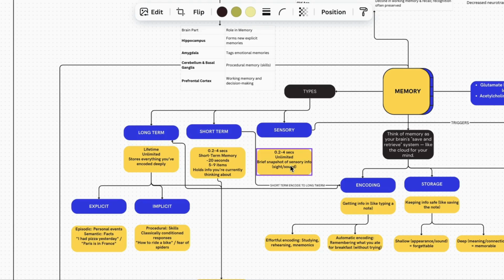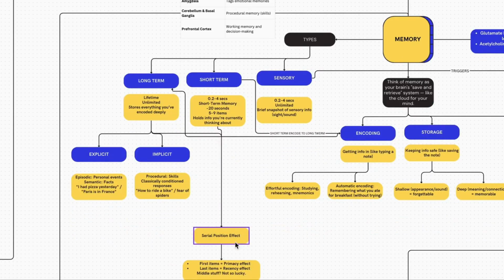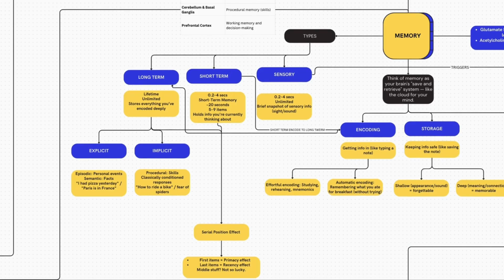There are three types basically: long-term, short-term, and sensory memory. Sensory memory lasts about 2 to 4 seconds, is unlimited, and holds brief sensory information like sound and light. Short-term memory lasts about 20 seconds sometimes, and can hold 5 to 9 items of information you're currently thinking about. Long-term memory is lifetime, unlimited, and stores everything you've encoded deeply.